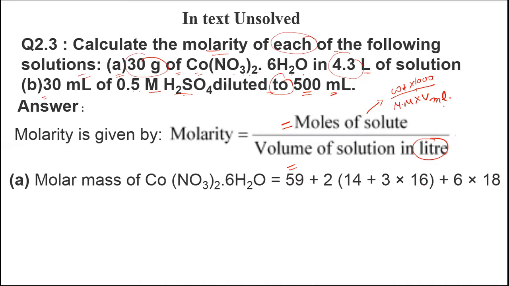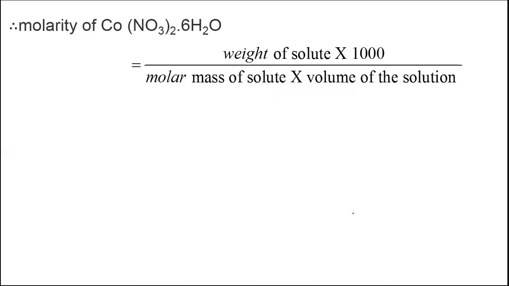So first part, the given compound is Co(NO3)2·6H2O. First we will calculate the molar mass. So molar mass of Co(NO3)2·6H2O is 291 gram per mole. Okay. Now we will calculate the molarity. The formula is weight of solute upon molar mass of solute into 1000 upon volume of the solution. That's volume is in ml.